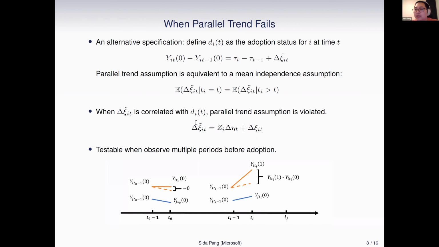So in this case, the parallel trend assumption is violated. This idea is closely related to the ways that people often use to test the parallel trend. In the plot we just saw on the standard Diff-in-Diff estimates, if we observe a previous period, say time t0, where I and J both haven't adopted, we would expect that the parallel trend assumption should hold, in the sense that if we compare the growth of these two trends, the difference should almost equal 0.